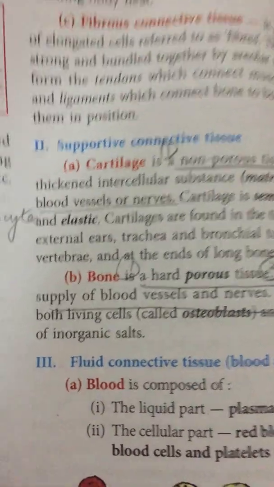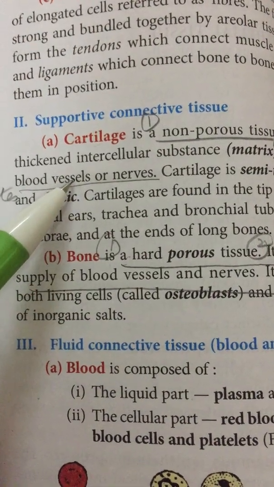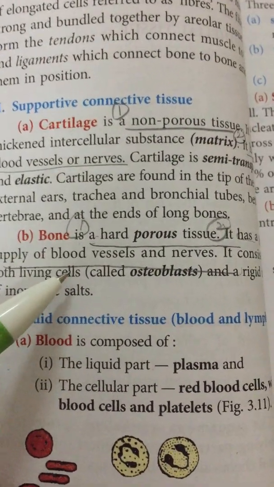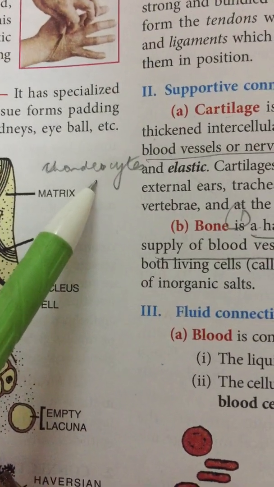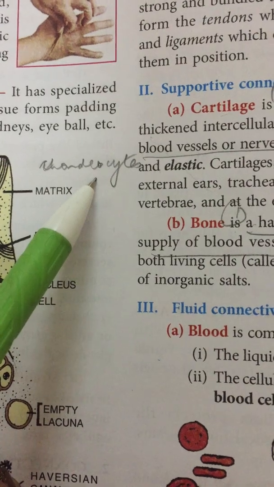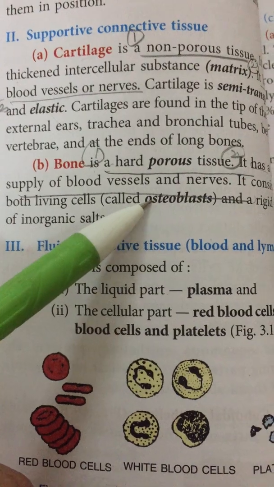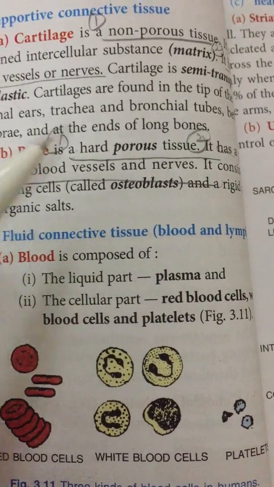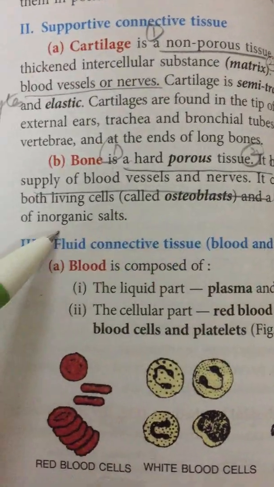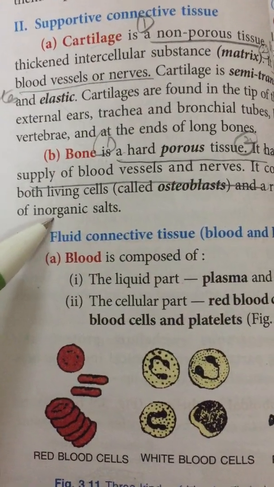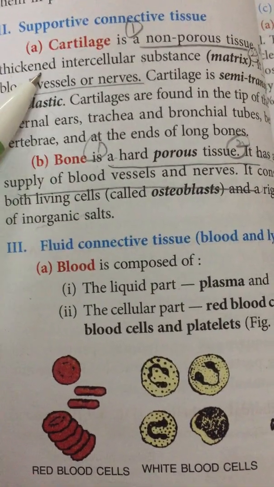This is a flexible non-porous tissue. This is a hard porous tissue. This has no blood vessels and nerves. This has a good supply of blood vessels and nerves. Cartilage cells called chondrocytes lie in groups of 2s, 4s, 8s, whereas bone cells called osteoblasts are arranged in concentric circles called lamellae. Moreover, the matrix of the bone is very hard and rigid because it has a lot of calcium and phosphorus salts as compared to the matrix of cartilage.